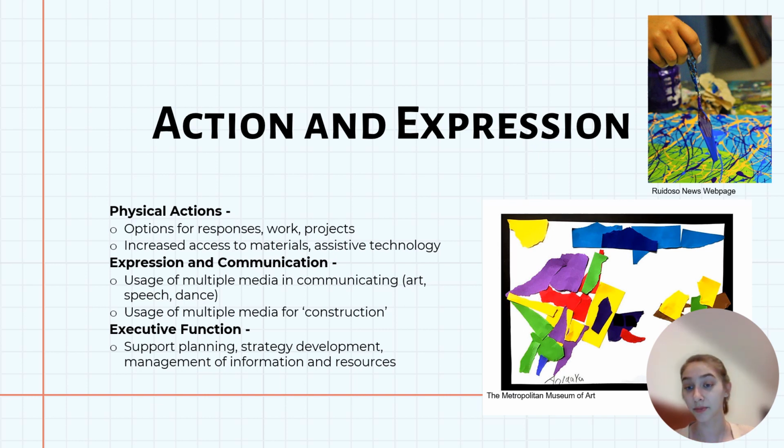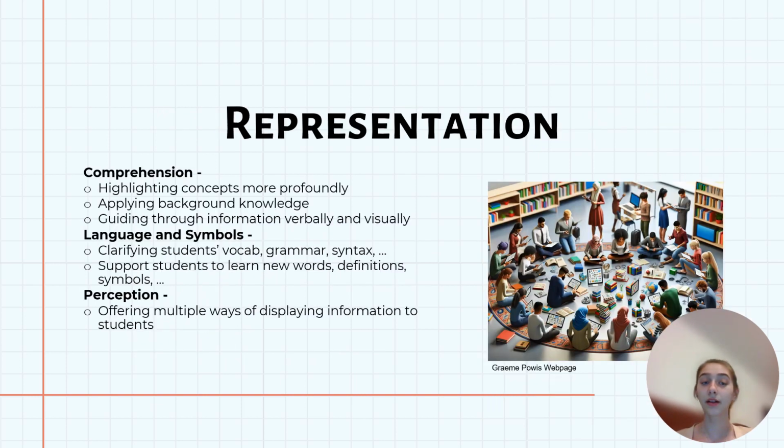As you can see on the images on the side here, there's painting and construction paper art. There's also many other types of expression and action to be done with art. Next, we can move on to our representation, and for that, there's comprehension, there's language and symbols, and perception.